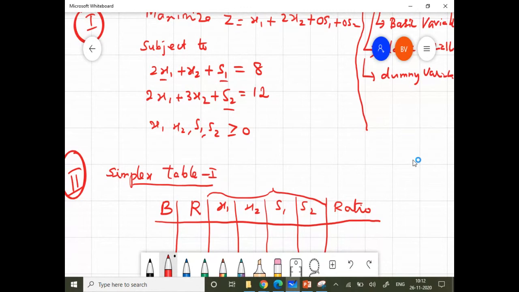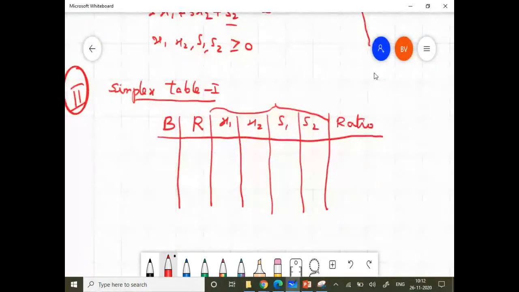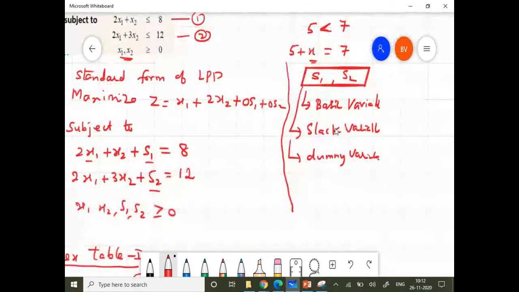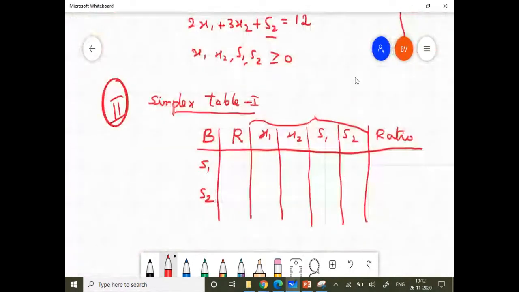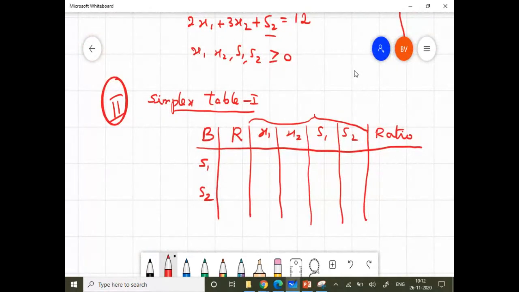Now just fill in this information, the coefficients. The x1 column, and B, what is B? B is basic variable. S1, S2. Here it's given the basic variables S1 and S2, the newly introduced variables. Here write down, initially S1, S2 are basic variables, and this will change when you go to the second rotation, third rotation. Basic variables will be different, but initially it will be S1, S2, right?